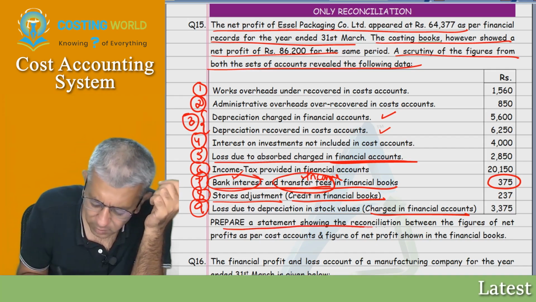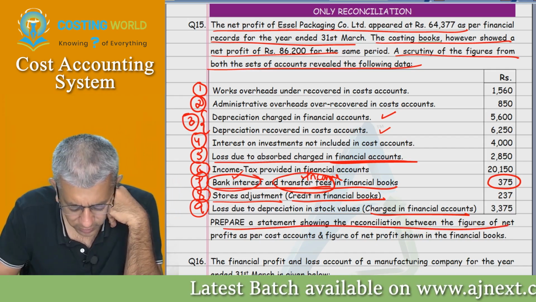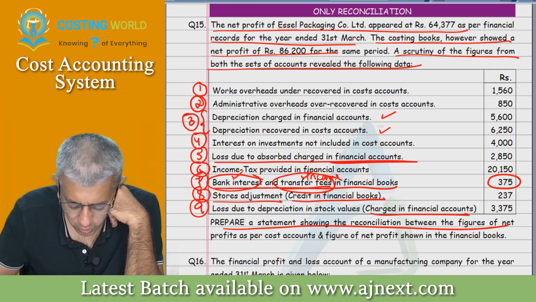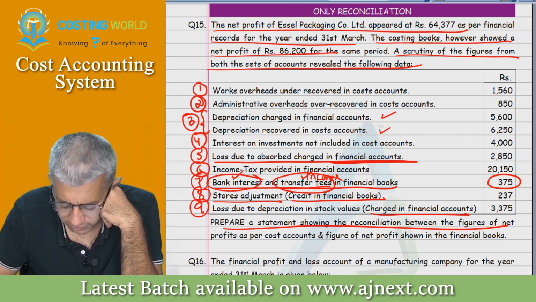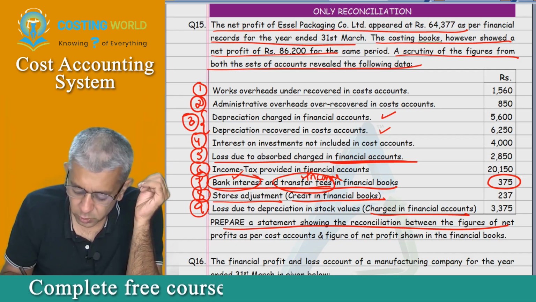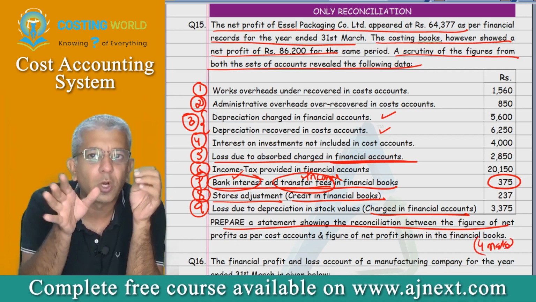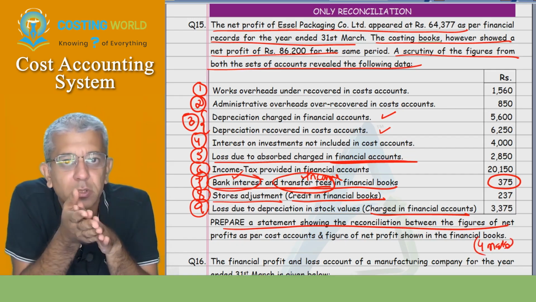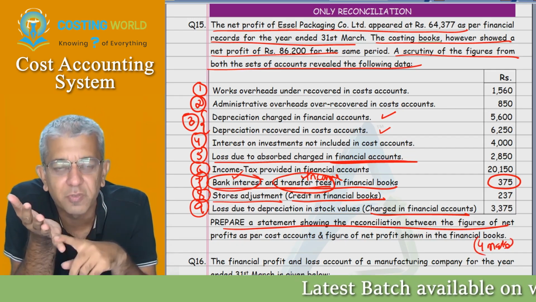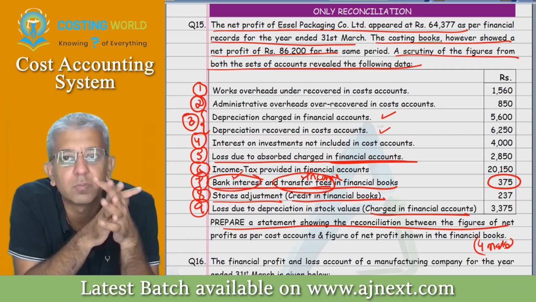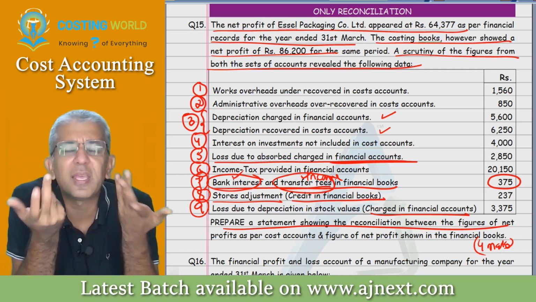Prepare a statement showing the reconciliation between the figures of net profit as per cost accounts and the figures of net profit as shown in financial accounts. This question was asked for 4 marks. Only RECO was asked. Even if you try to make a cost sheet, you will not be able to make one, because you have not been given purchases, wages, all those things. So we can't be making that particular thing here.